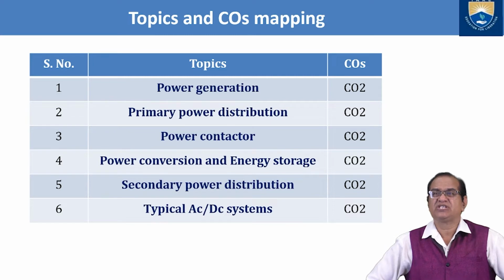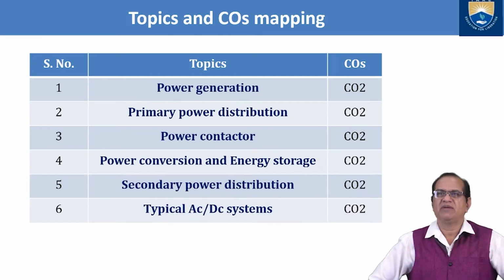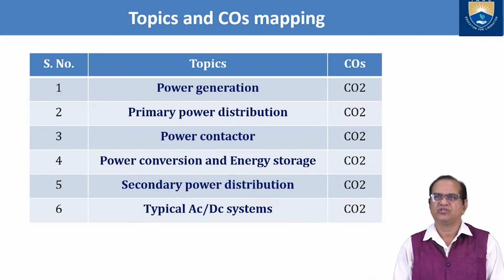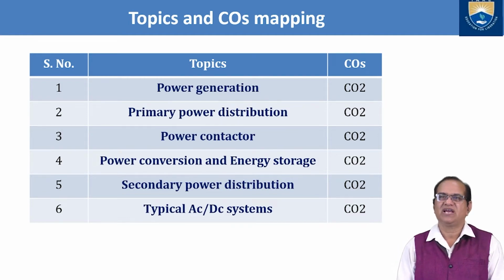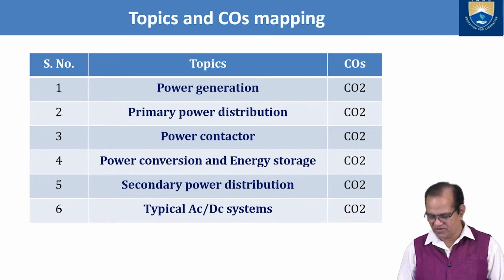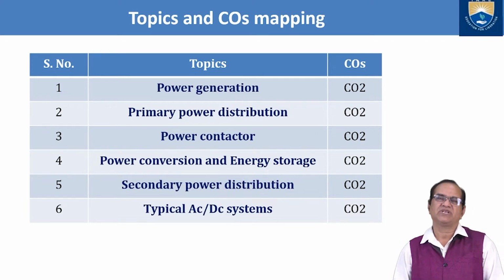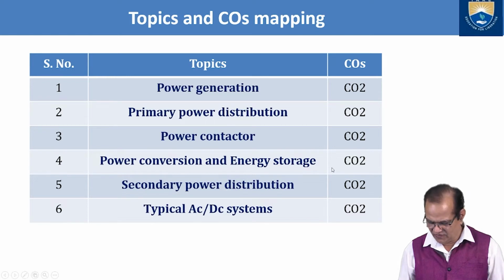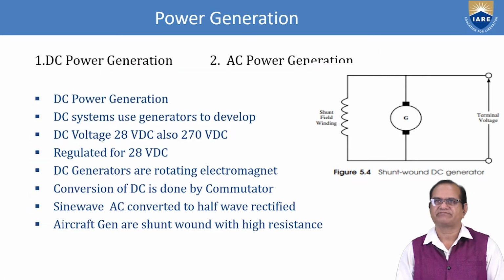Power generation, it is CO2. Primary power distribution, also CO2. Power contactor. Power conversion and energy storage. Secondary power distribution. Typical AC and DC systems of the aircraft. These topics I am going to cover in the following slides.